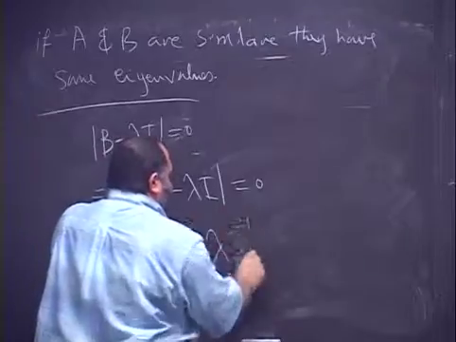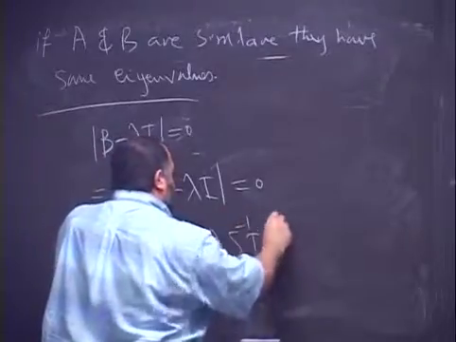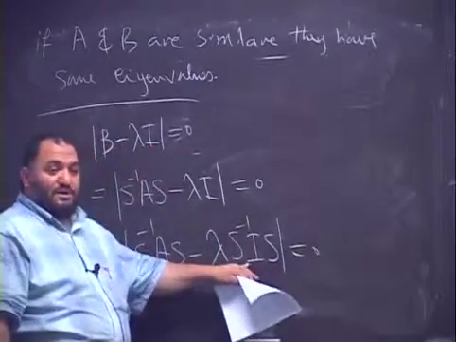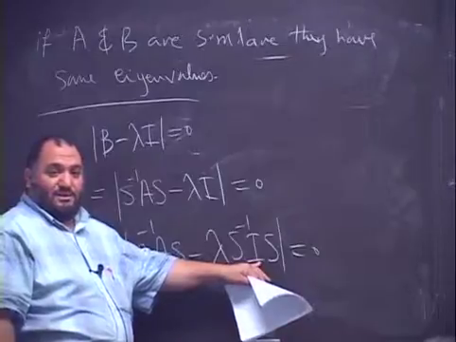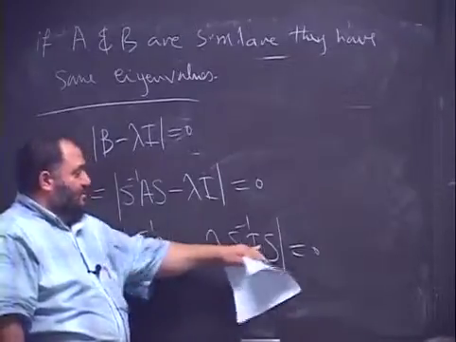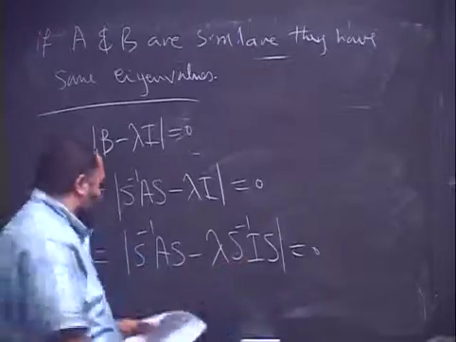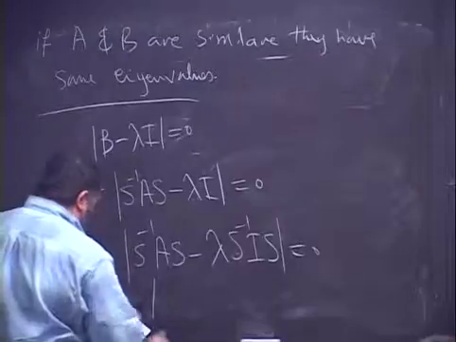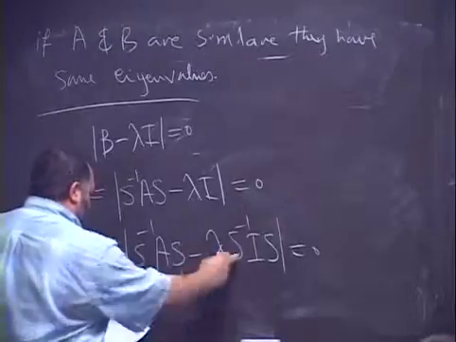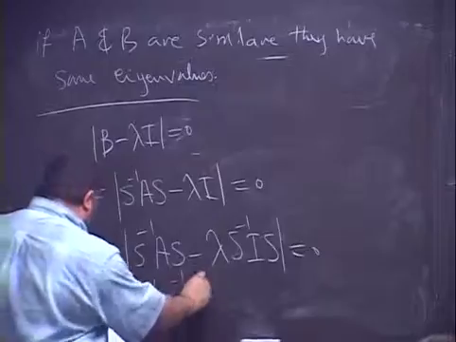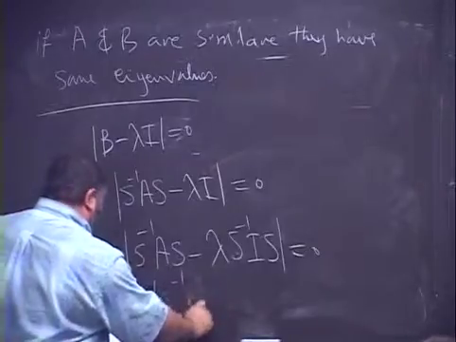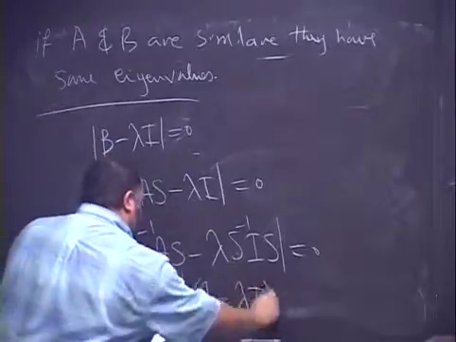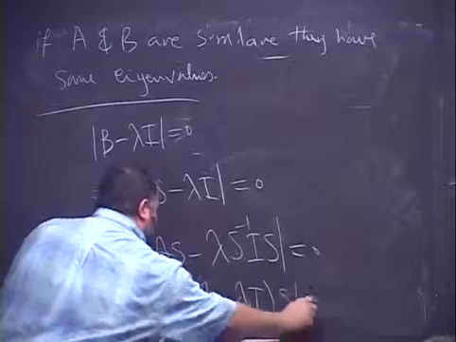Here I can write this as S minus 1 I S, yes? Because you do not introduce anything here for the identity matrix. Then I can take this again, and I can rewrite it as S minus 1 here and S here. So it will be S minus 1 multiplied by A minus lambda I multiplied by S is equal to 0.